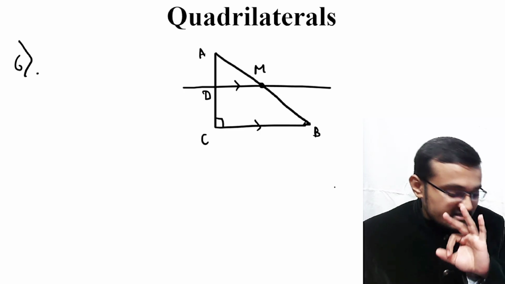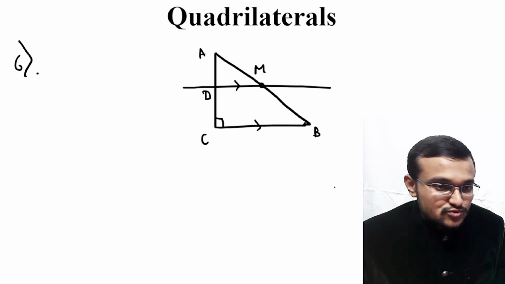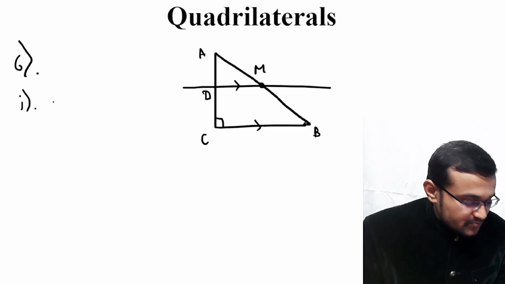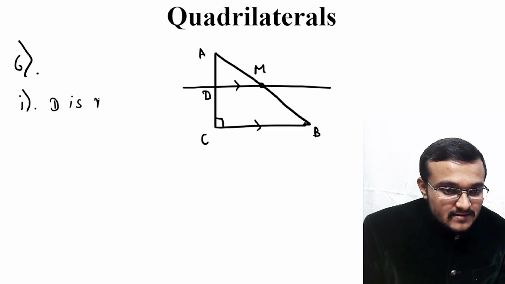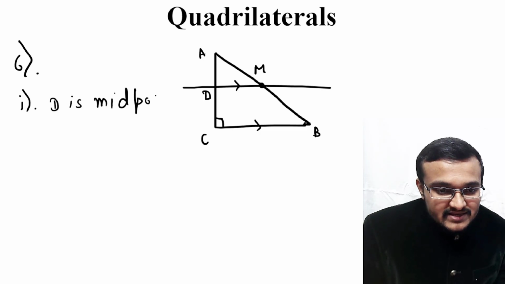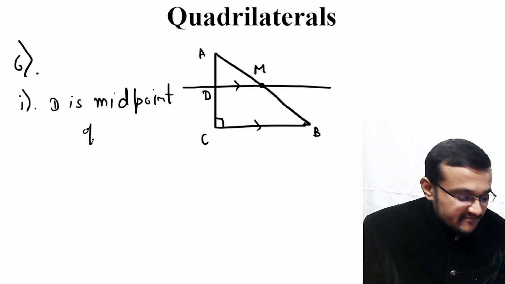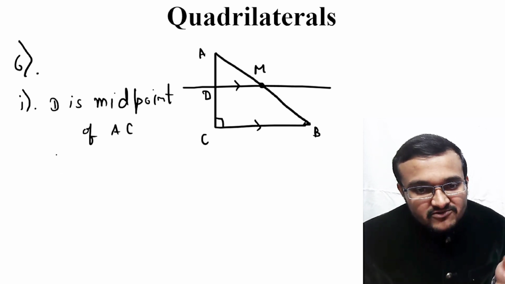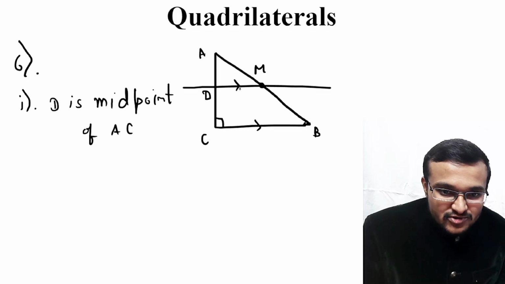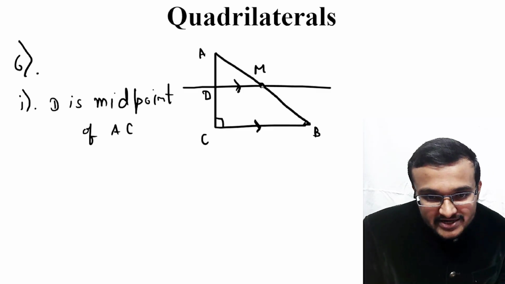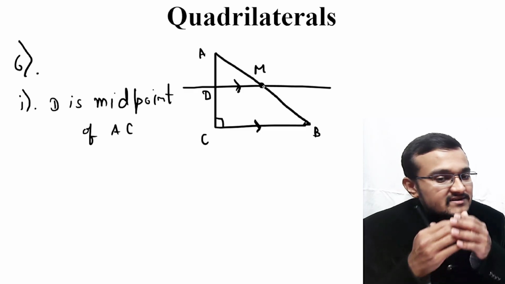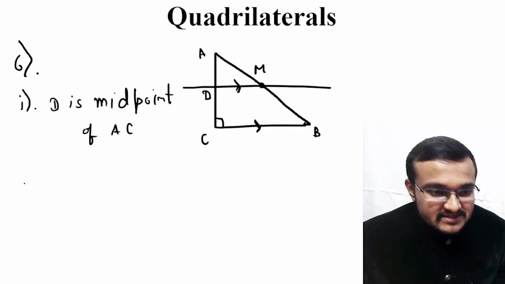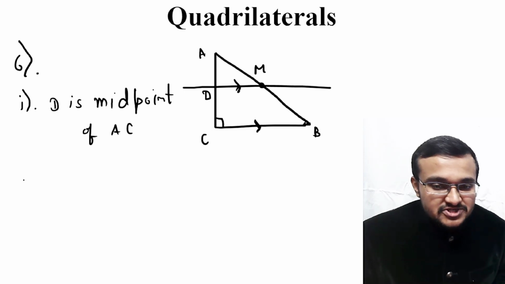Based on this, there are 3 questions in this 6th question. You have to prove those 3 things. In the first question, they have asked to prove D is the midpoint of AC. This is a very straightforward question, because we already know DM is parallel to BC, and M is the midpoint of AB, and according to theorem 8.9 we can straight away tell that D is the midpoint of AC. So there is nothing to solve in this first question at all.